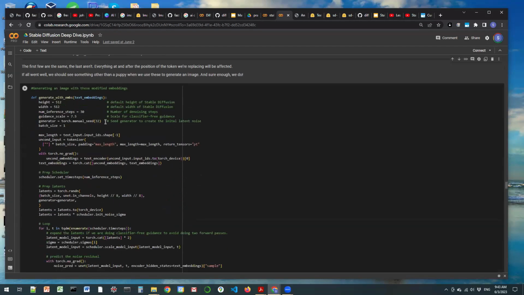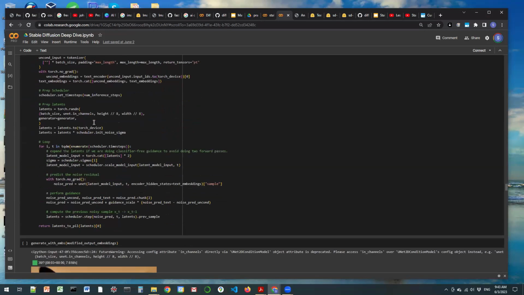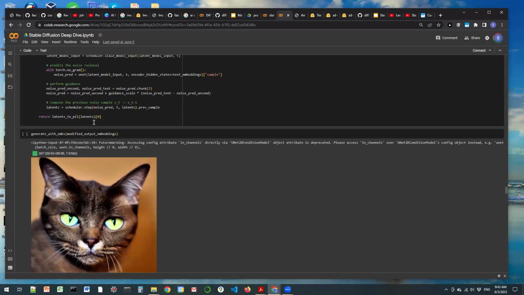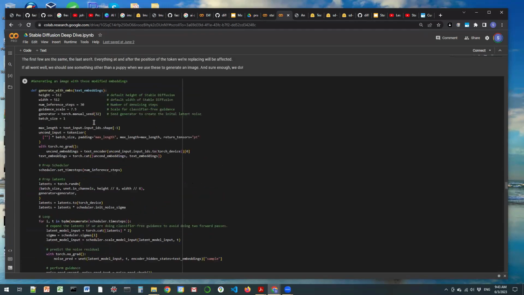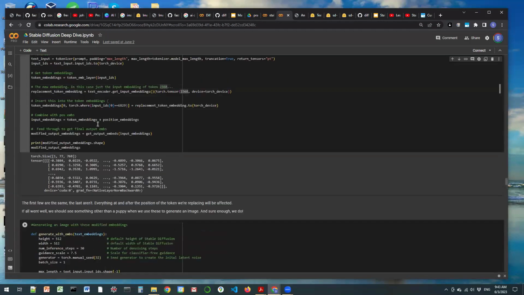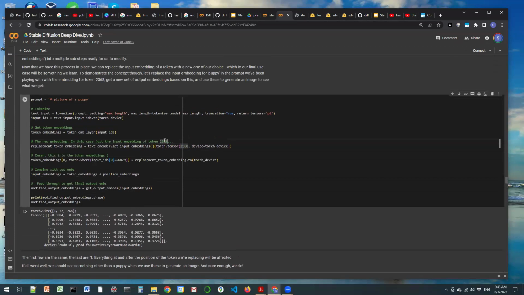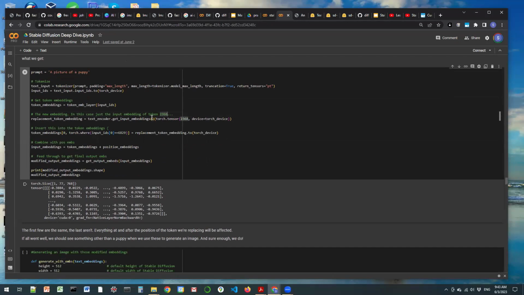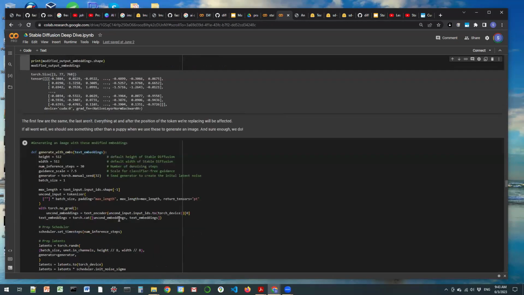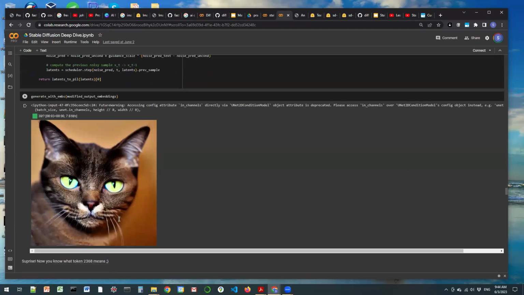And by doing that, and then taking it through the rest of the process, which is the same, what we get is that he has changed the puppy to a cat. So you can see that the encoding 2368 corresponds to that of a cat. So you can play with it, maybe figure out the encoding of a fox, a tiger, or whatever, and provide that and see whether the image changes to that.